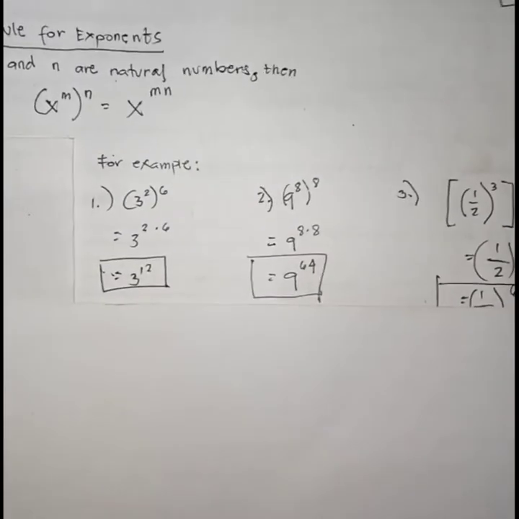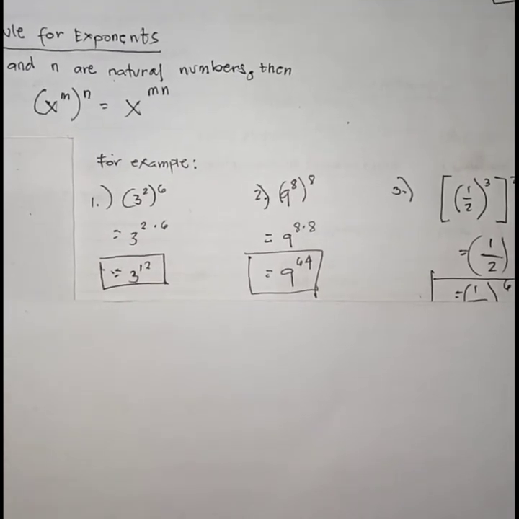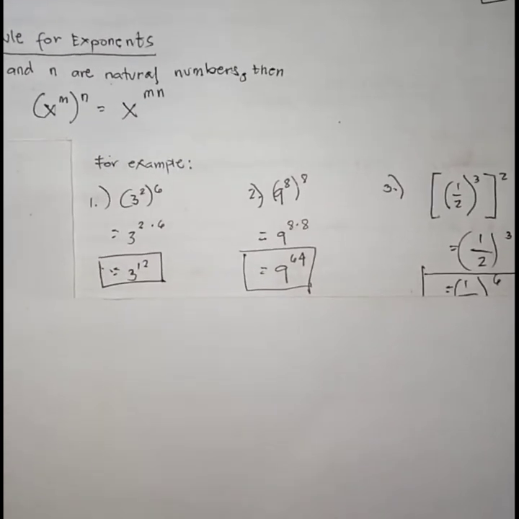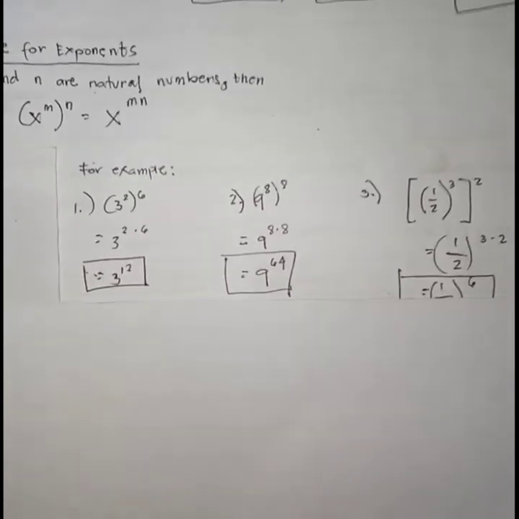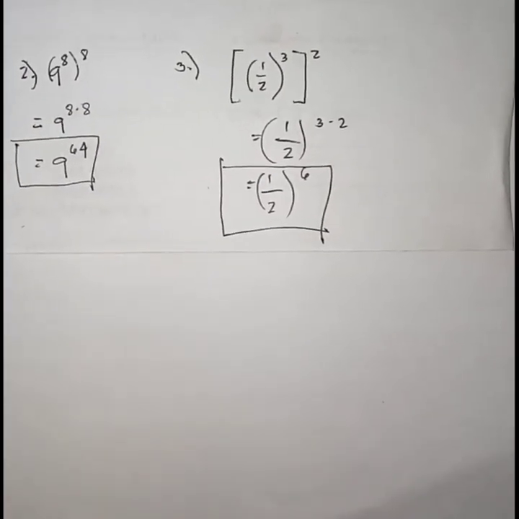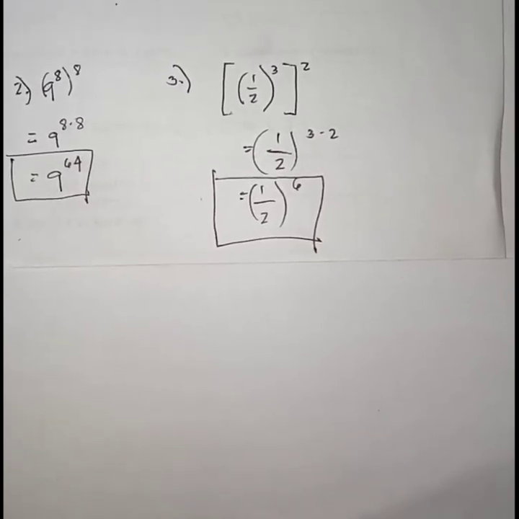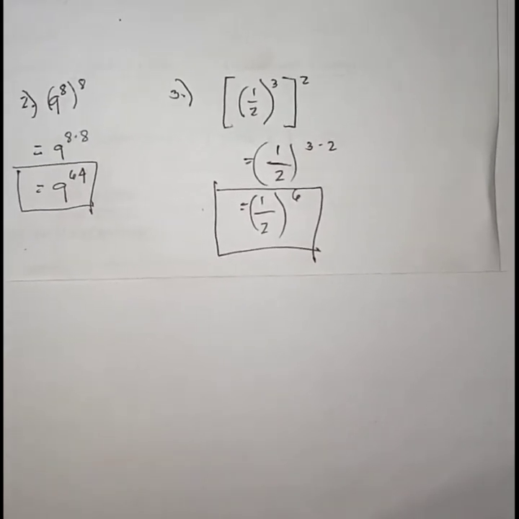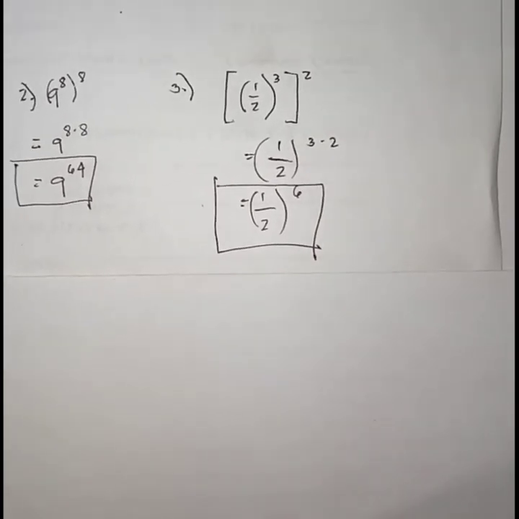For example number 2, q raised to 8, in parentheses, raised to the power of 8, equals q raised to 8 times 8, which is q raised to 64. For number 3, we have 1/2 raised to the power of 3, in brackets, raised to the power of 2, is equal to 1/2 raised to the power of 3 times 2. So the final answer is 1/2 raised to the power of 6.